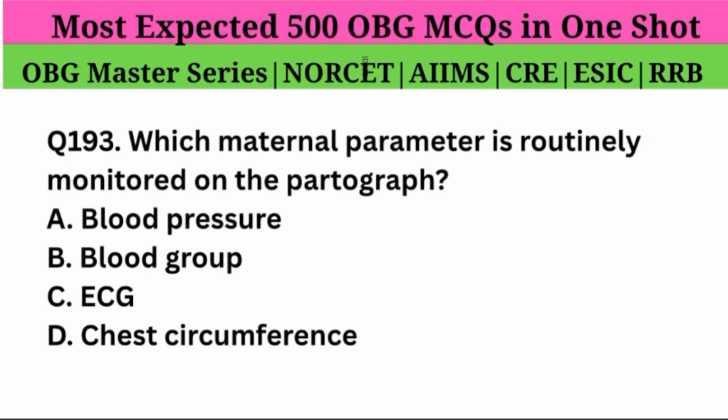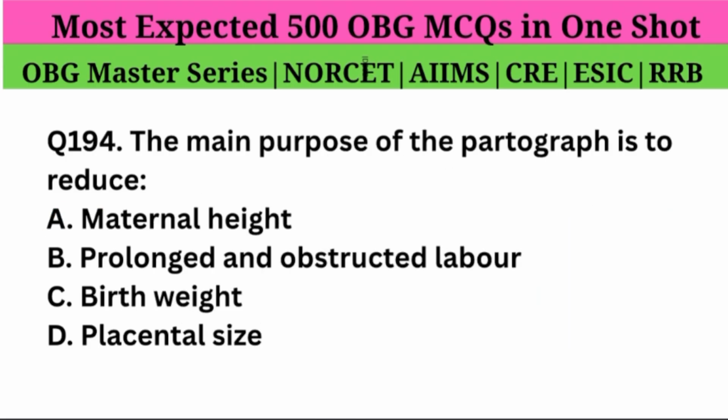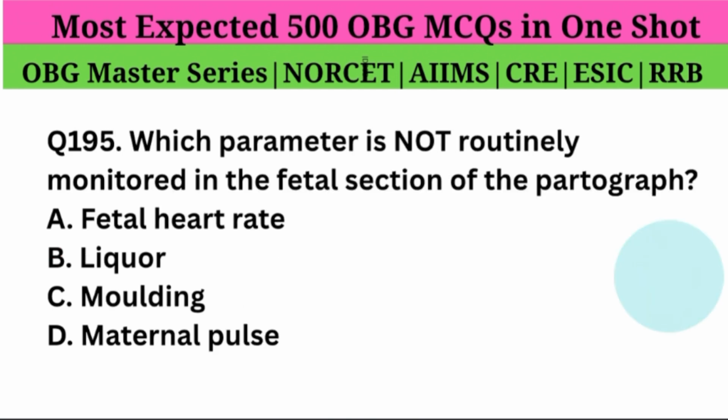Next one. Which maternal parameter is routinely monitored on the partograph? Your correct option is option A, blood pressure. Next question. The main purpose of the partograph is to reduce. Your correct option is option B, prolonged and obstructed labor. Next question. Which parameter is not routinely monitored in the fetal section of the partograph? Your correct option is option D, maternal pulse.